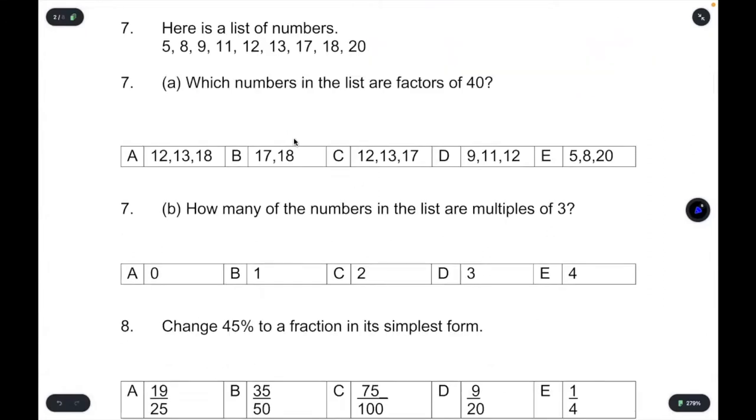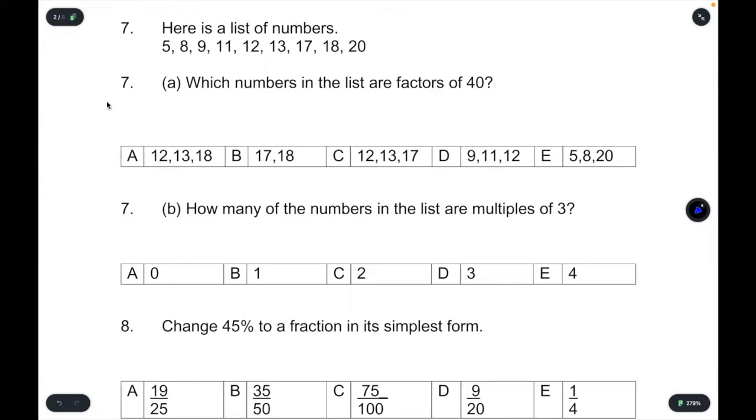7. Here is a list of numbers: 5, 8, 9, 11, 12, 13, 17, 18, 20. Which numbers in the list are factors of 40? Well, let's list the factors of 40 since we're at this. Factors are numbers which go into the main big number. So you can divide the main big number, in this case 40, by a factor and it will leave no remainder. In other words, 40 must be a multiple of the factor.